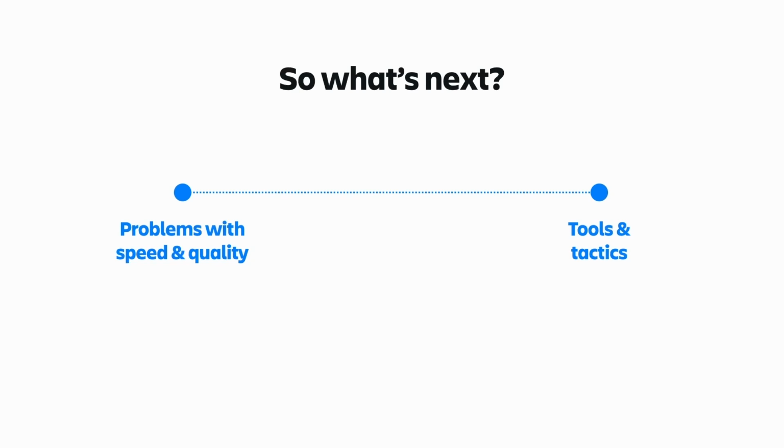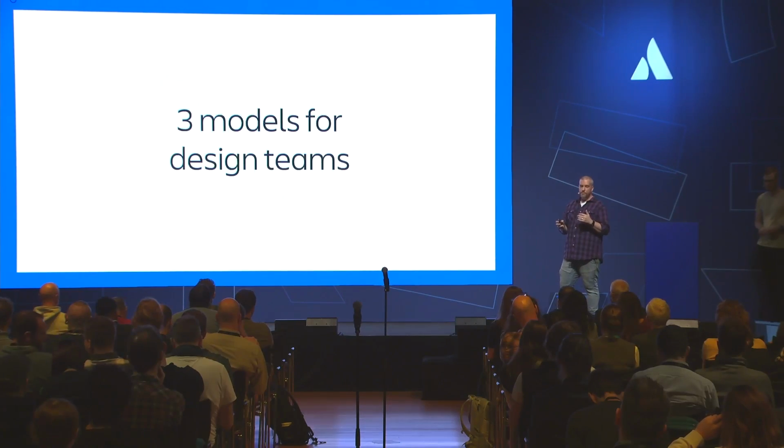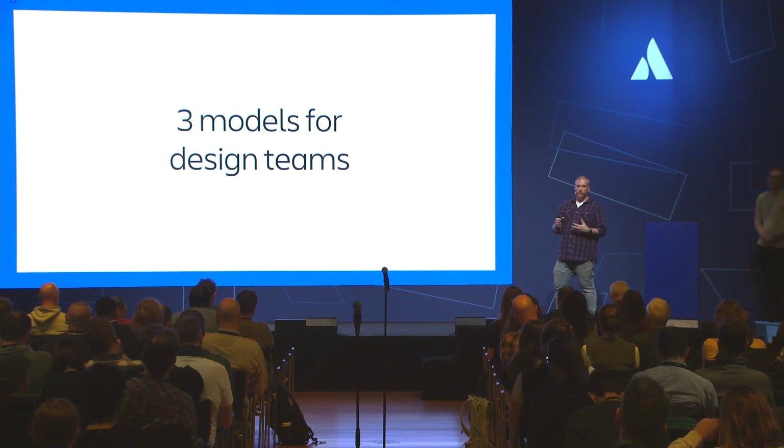So we've spoken about speed and quality, and we've promised to go through some examples of tools and tactics that you can apply to help your teams in these environments, but we can't jump straight to there just yet. First, we need to talk about how your design and development teams are actually set up and organized with each other. So today, we're going to refer to 3 models for design teams. This is an intentional oversimplification. Not everyone exists in just one of these things. There's blurriness around the edges.